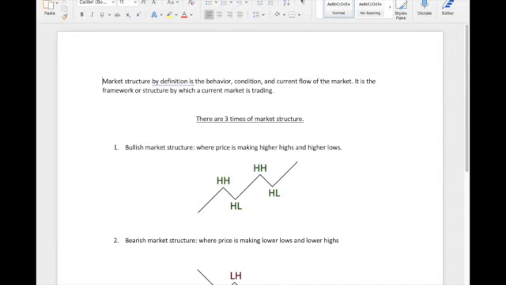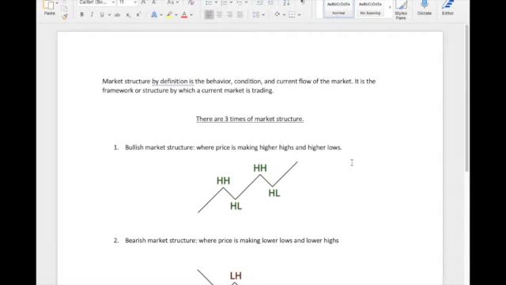Market structure, by definition, is the behavior, condition, and current flow of the market. It is a framework or structure by which a current market is trading. So through market structure, you can determine whether or not the market is bearish, bullish, or consolidating. Those are the three types of market structures, right? And we're going to go over basic concepts, and then we'll go into more intermediate and advanced understanding with regards to market structure.